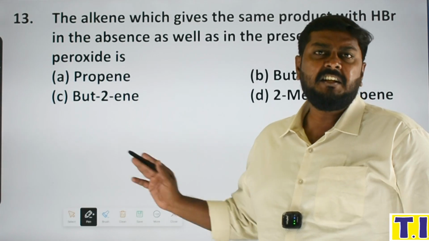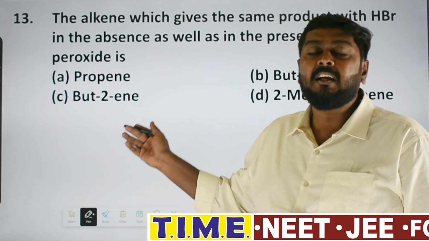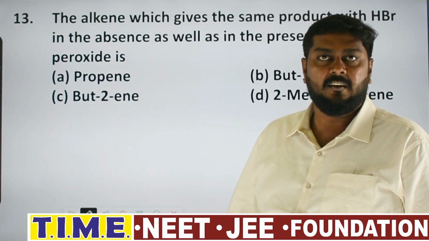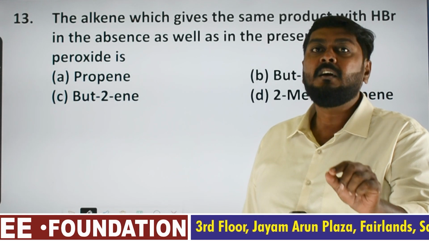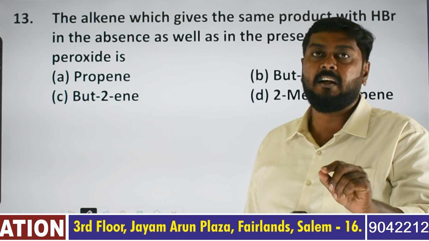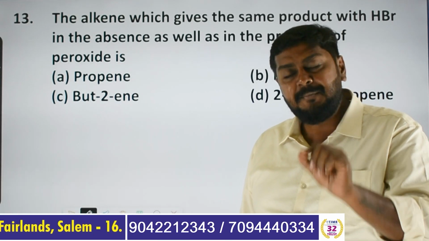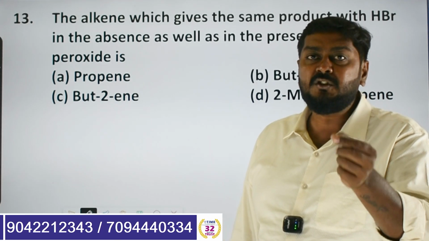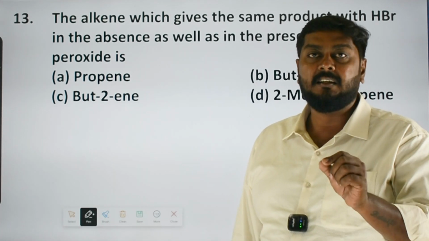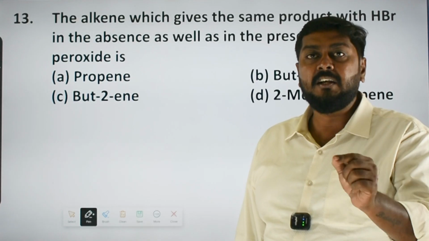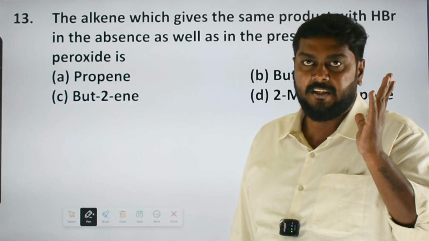Thank you. See this question, we are asked to predict the alkene, right? Which is going to give same product in the presence and absence of peroxide, right? Okay. So as we all know that if you have an unsymmetrical alkene in the absence of peroxide, it follows Markovnikov's addition. Similarly, if you have an unsymmetrical alkene, that too in the presence of peroxide, it follows anti-Markovnikov's addition. But symmetrical alkenes will give same product in the presence and absence of peroxide, right?